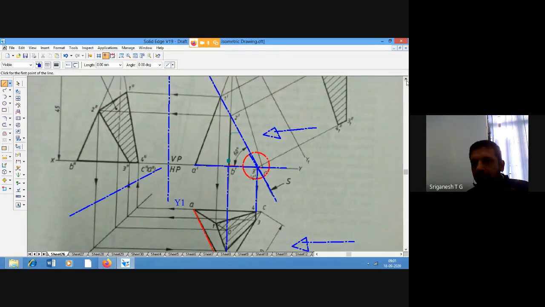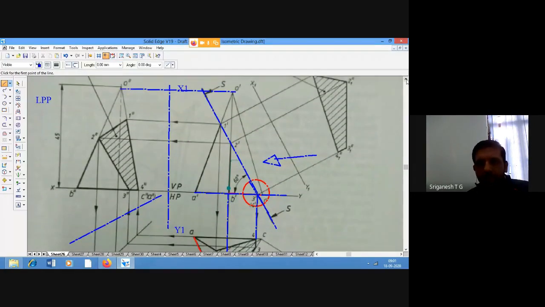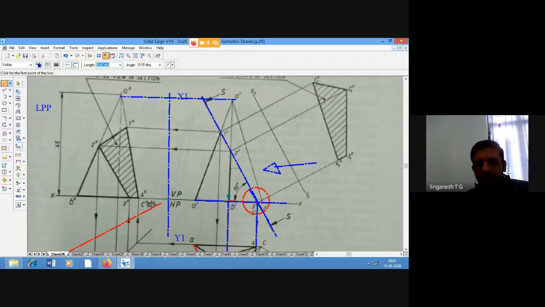Now even if I see from here also, which can I see? I can see C dash, I can see B dash, but not A dash. It is behind. Okay. So thereby A dash will be behind here.